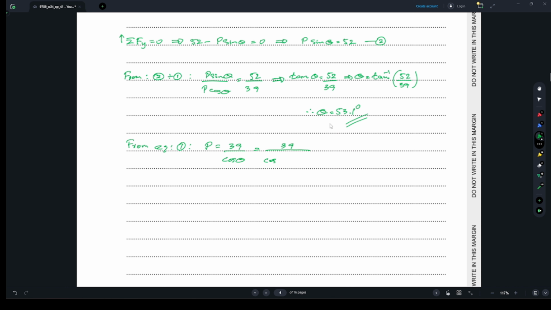So I would write like this. Instead of theta, we can write tan inverse 52 over 39. So you can type this in a calculator and find. So it is then 65 newtons.